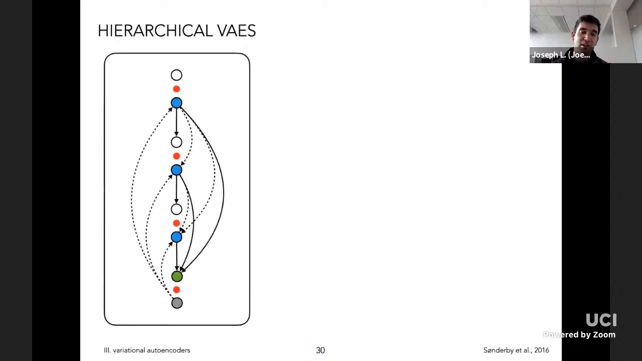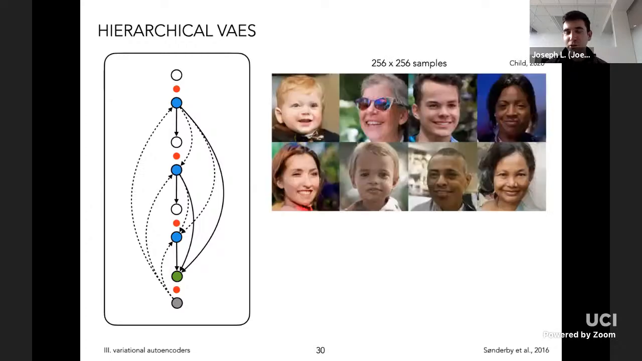And you can string out these models into even hierarchies of variables. There's been some recent work showing how you can scale up these models, where you have these inference models that extend out over multiple levels of variables, and these predictions that also extend out over multiple levels of variables. And fairly recently, people have shown that you can train these models to generate fairly realistic image samples of 256 by 256 images. So all these faces are totally generated by the model.